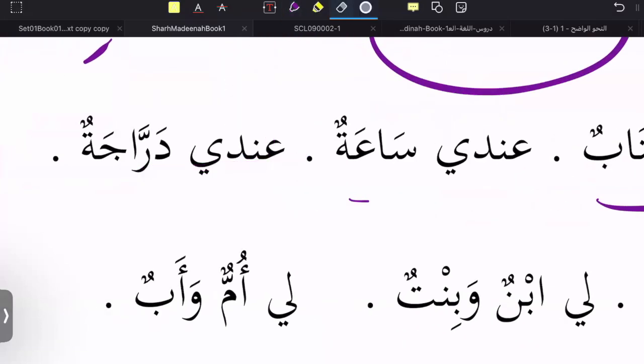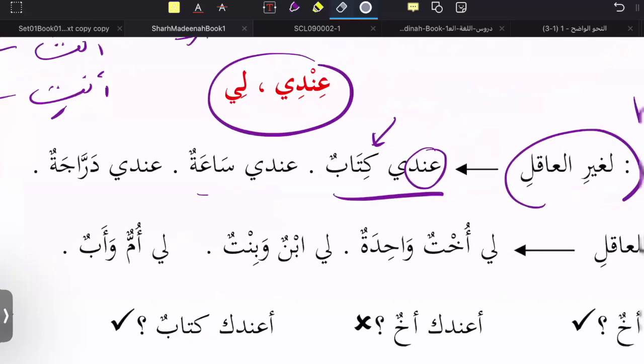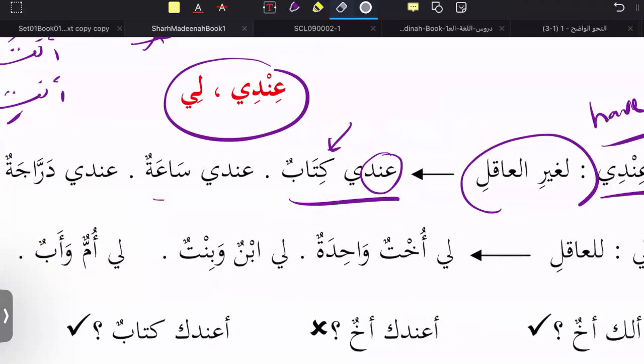عندي دراجة. I have a bike. Make sense? So when you say عندي, make sure you use an object. You don't say human being. So for example, you will not say عندي waladun, I have a son, or indi bintun, I have a daughter, because these are human beings.